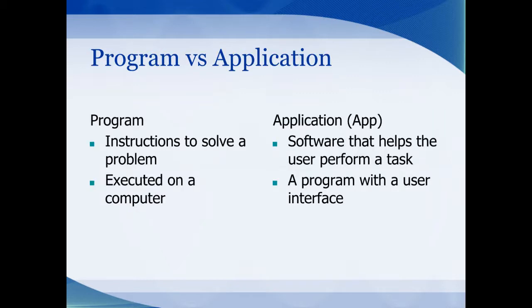A program is coded instructions to solve a problem. People will talk about apps that they put on their phones and their tablets. Well, an app is a type of program. It's short for application. An app's also coded instructions. The difference is the interface. An app has a user interface that allows us as humans to use it.